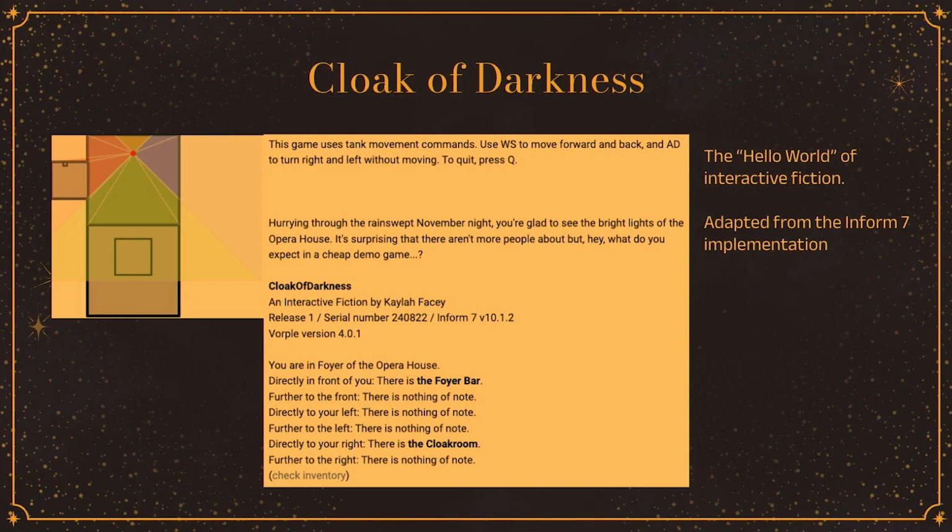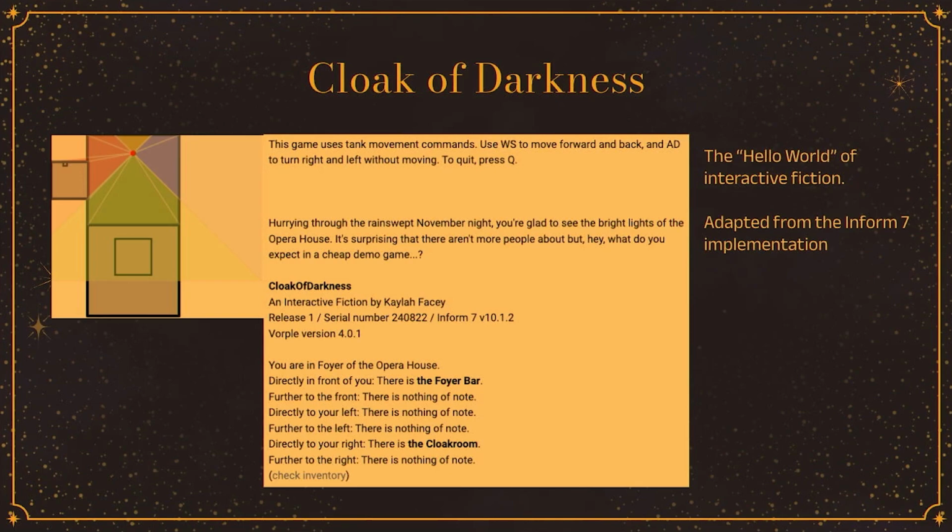Cloak of Darkness is implemented in Inform 7 and is provided in the Inform 7 documentation. We took that game code and edited it directly, trying to make as few edits as possible to use the Isofict system. So we created the JSON world model, and then we edited the Inform 7 code as little as we could to make it work.